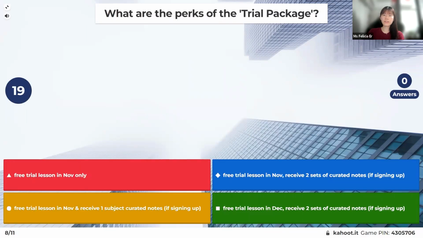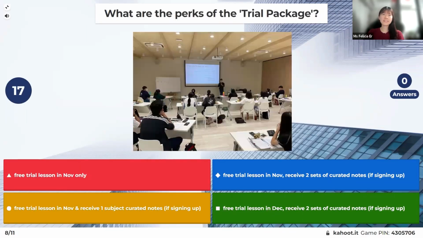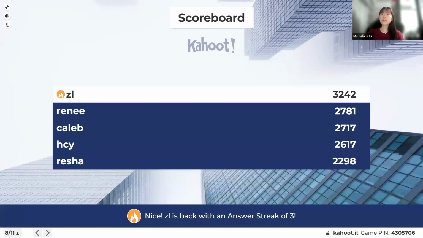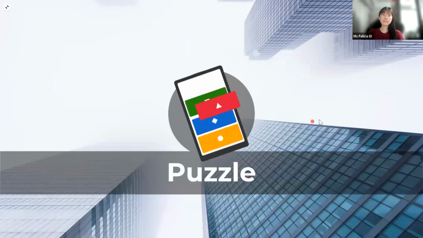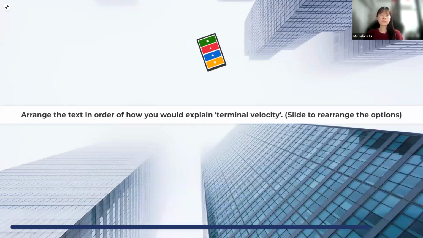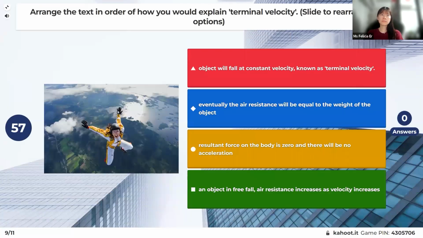You can check the catalog. Good. Majority correct. This one you have to slide up and down to rearrange the answer. You have a lot of time, you can slowly think and read.